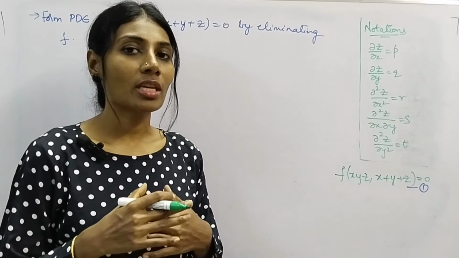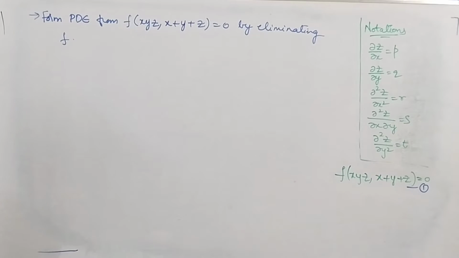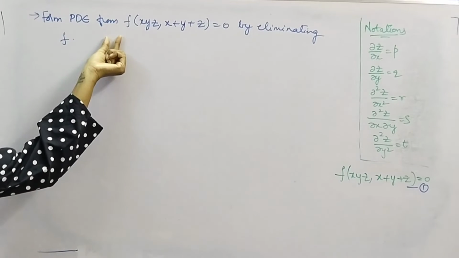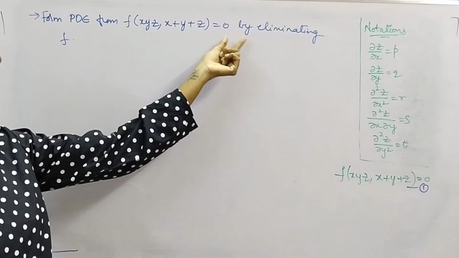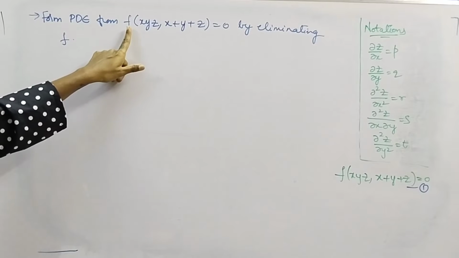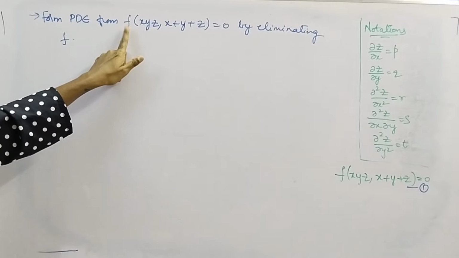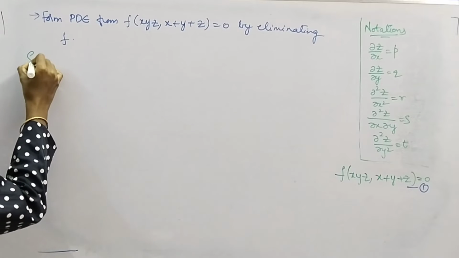In this video we're going to see a problem from partial differential equations. So let's get going. Problem: form a partial differential equation from f of (xyz, x plus y plus z) equal to 0 by eliminating f. We are given a relation and we are asked to form a partial differential equation by eliminating this f. Here f is an arbitrary function. Let's see.